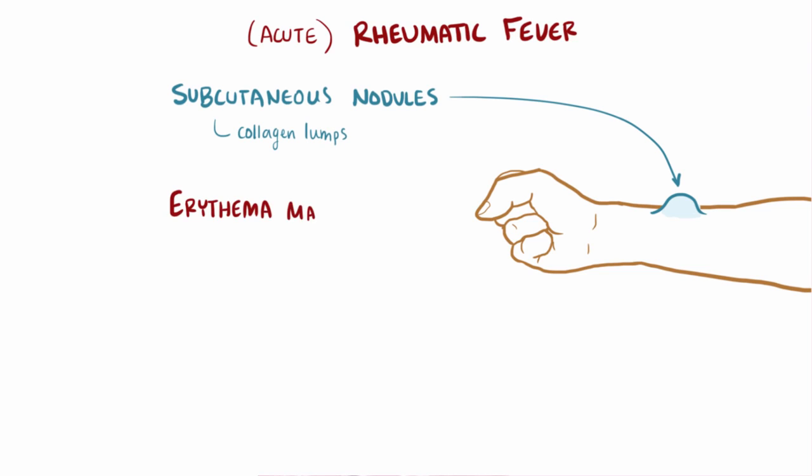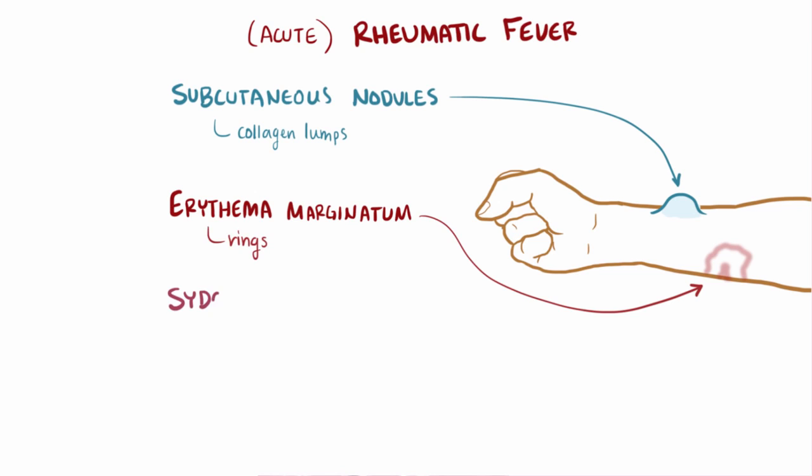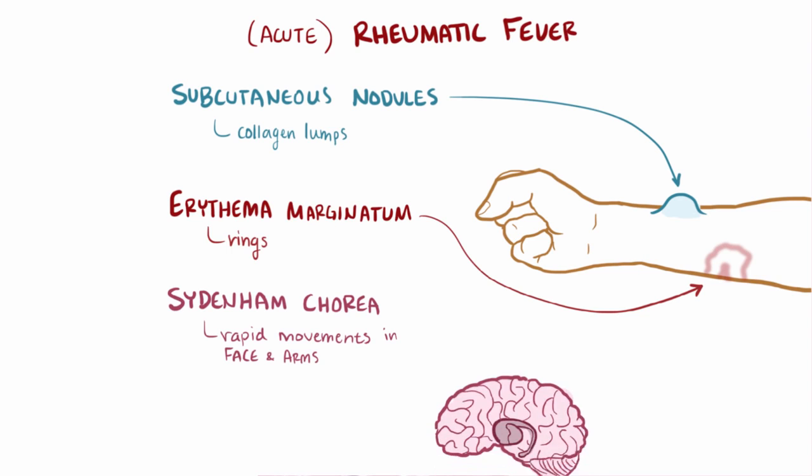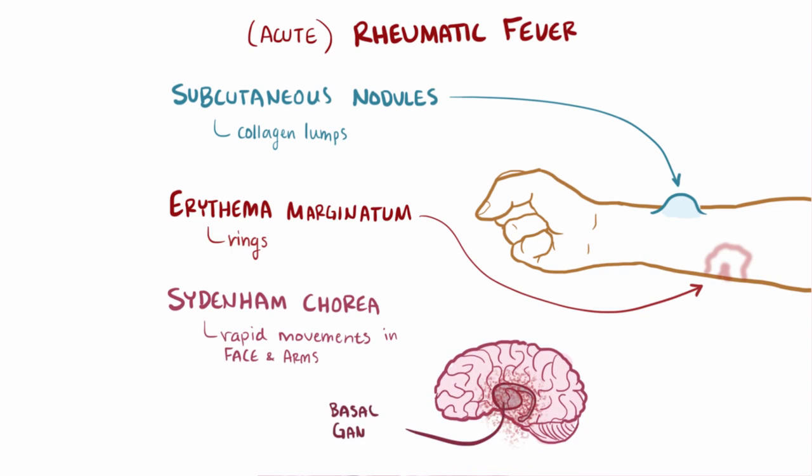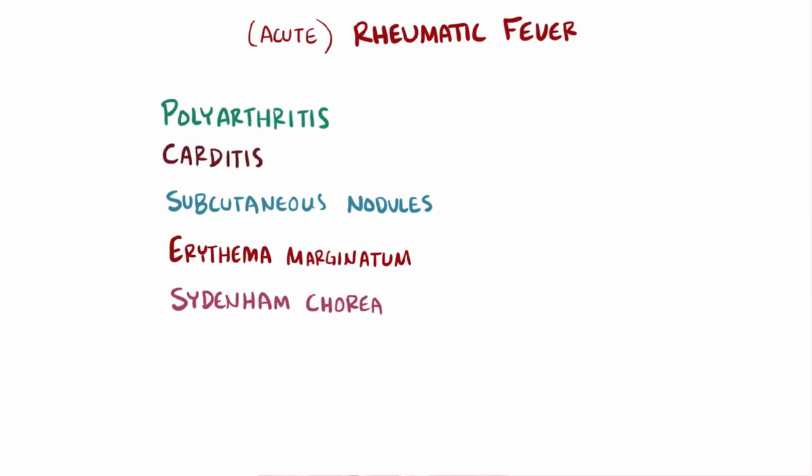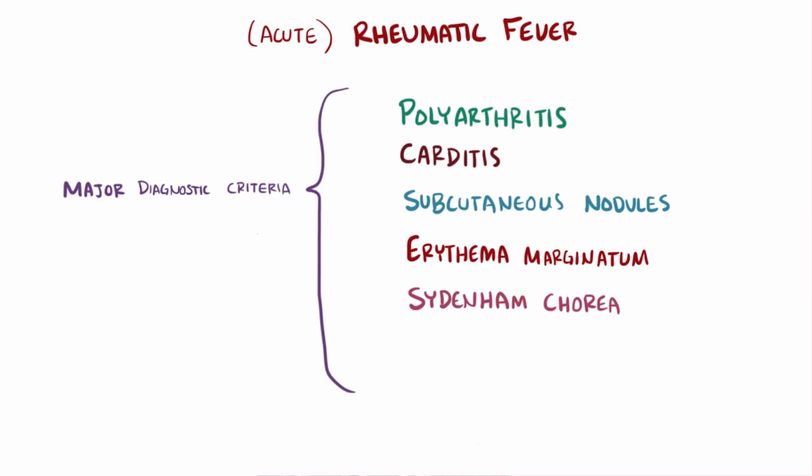They might also have erythema marginatum, this reddish rash that shows up as rings on the arms or the trunk. Also, they could have Sydenham chorea, which is a set of rapid movements of the face and the arms, from an autoimmune reaction against the basal ganglia of the brain. And this one typically won't appear until late in the disease, at least 3 months after infection. These 5 signs constitute the major diagnostic criteria for rheumatic fever, which are known as the Jones criteria.